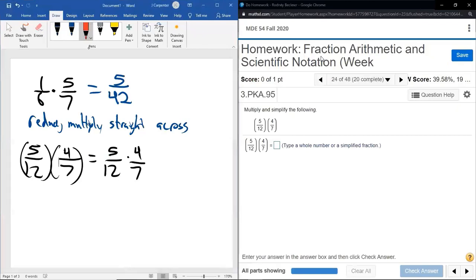So look for any common factors top and bottom. 5 and 12, no. 5 and 7, no. 4 and 7, no. 4 and 12, yes, there are common factors. 4 goes into 4 once and then into 12 3 times. That's weird.